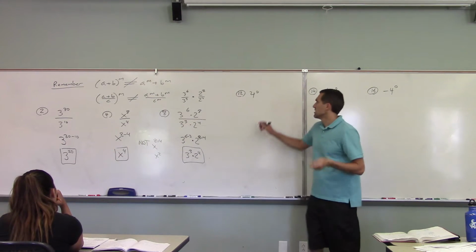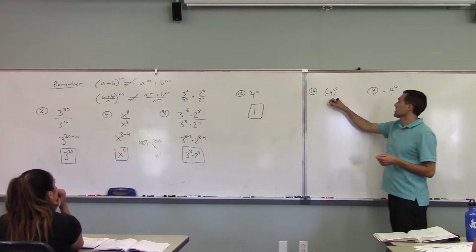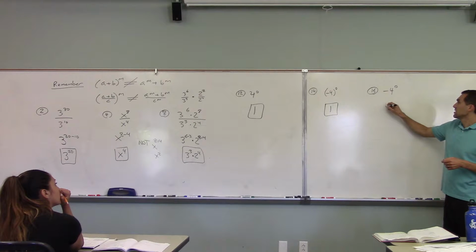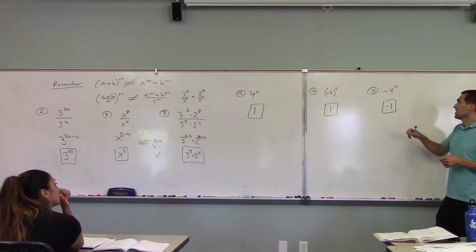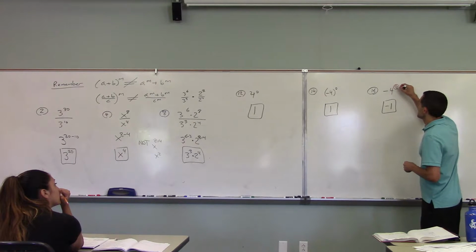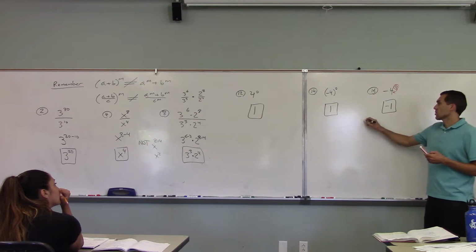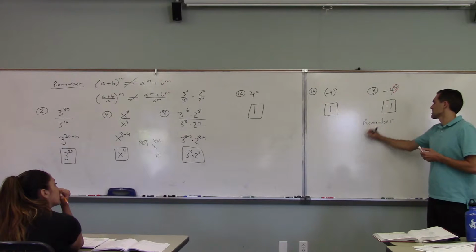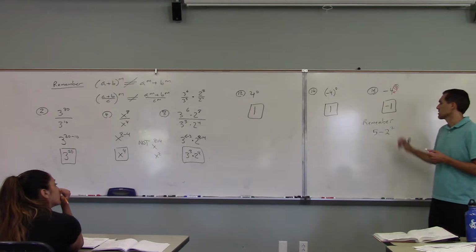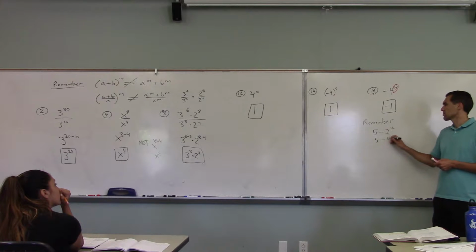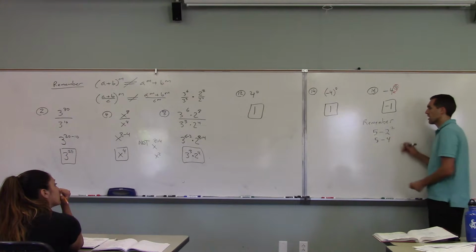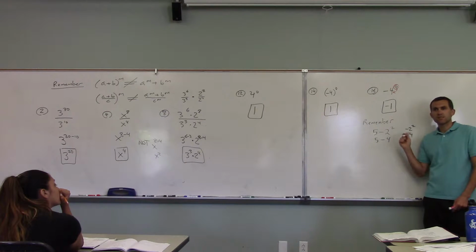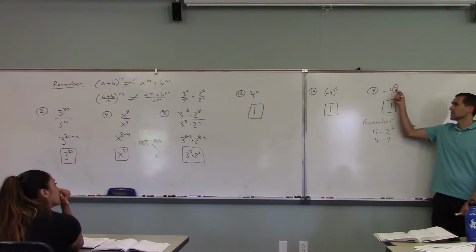Okay, now the immediate ones. 4 to the 0 is? 1. Negative 4 in parentheses to the 0 is? 1. And negative 4 to the 0 is? Yeah, negative 1. And the reason is, again, without parentheses, this 0 only applies to the 4. The way I would remember it is, let's just say 5 minus 2 squared. Most people could do that right. That's 5 minus 4. Same thing if you cover up the 5. Negative 2 squared is still minus 4, because that negative sign isn't part of the exponent. So same thing here.